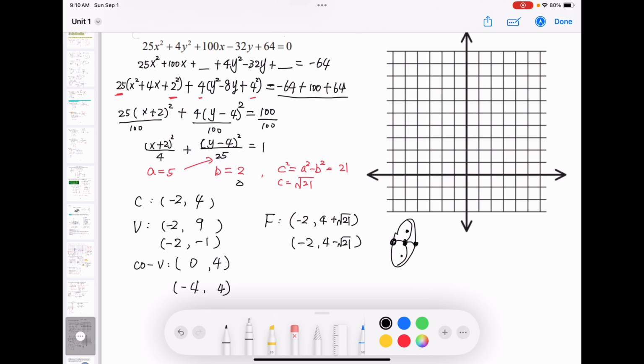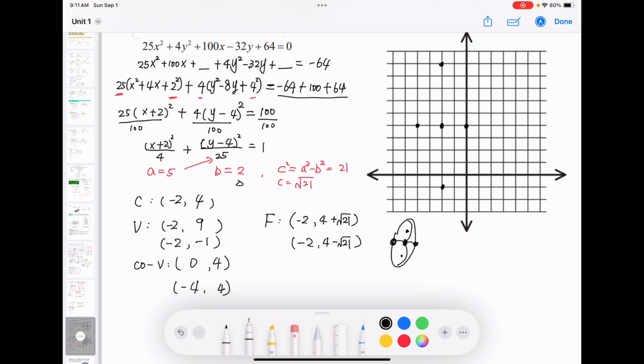Let's put the information on our graph. First, find the center, (-2, 4). So (-2, 4) is here, the center. Vertices is (-2, 9). From -2, go up 9 units: 1, 2, 3, 4, 5, 6, 7, 8, 9. 9 is here. Go down 5 units, it is here, -1. And then co-vertices, so (0, 4) and (-4, 4).